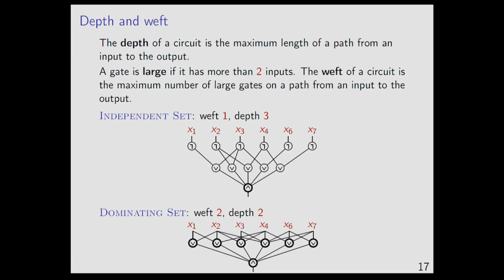So the basic difference between these two circuits is that in one, depth is large but weft is 1. In the other, depth is small but weft is large. And how much weft you have determines the 1, 2, 3, 4, 5 that you see in W1, W2, okay?